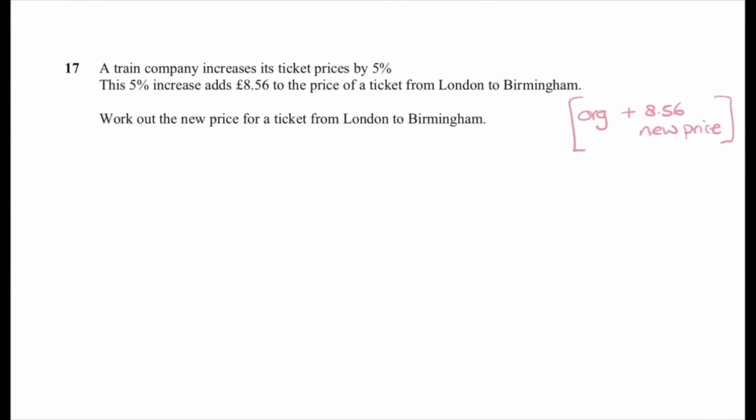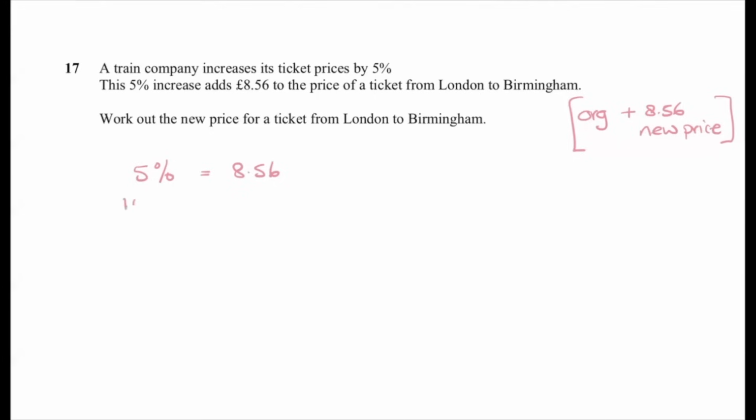I have got to work out what this original price was. Now, it's really easy to miss this in the question. It's increasing by 5%. This increase adds. This increase of 5% is 8.56. And that's how I need to view this. 5% is worth £8.56. The original is me getting all the way to 100%.